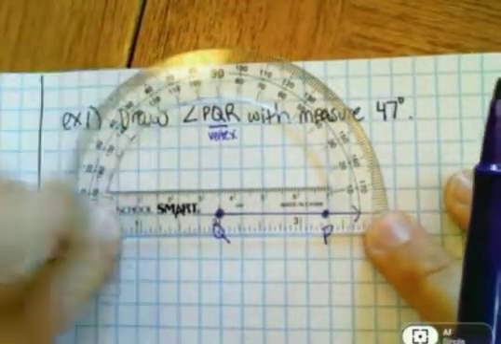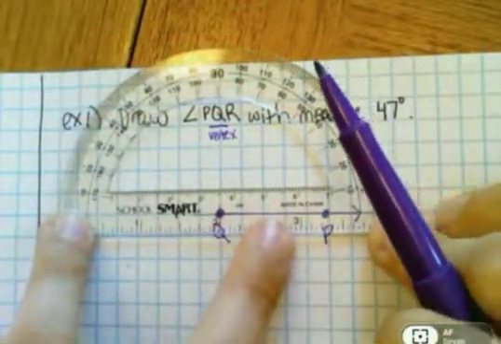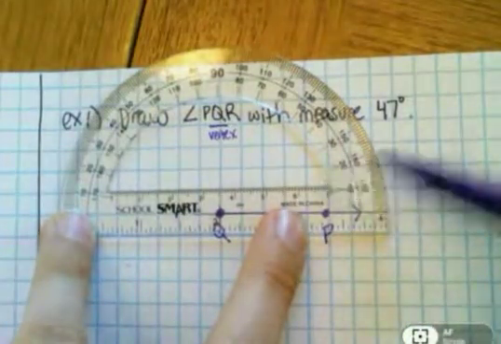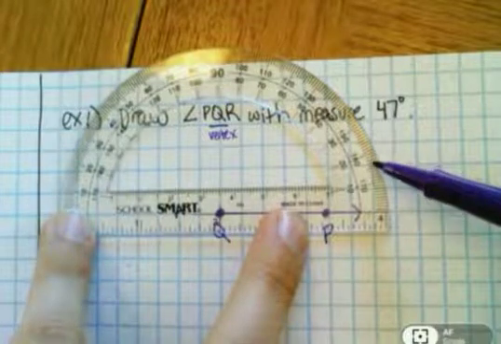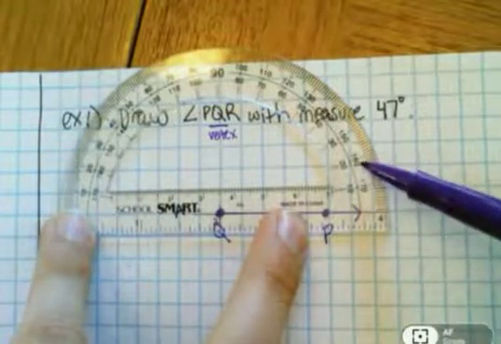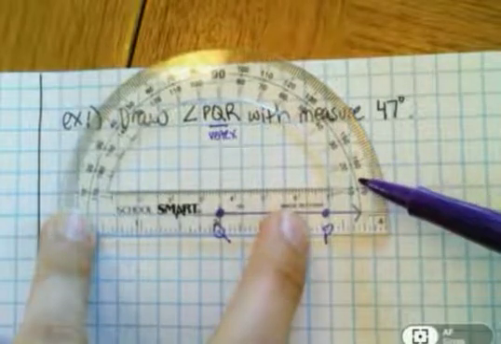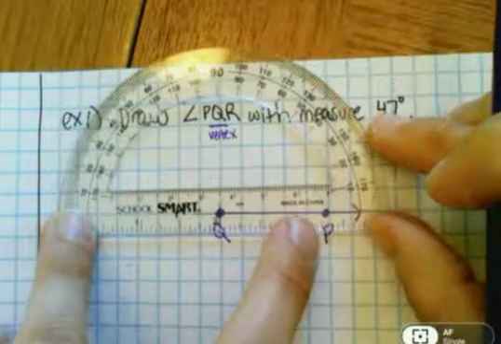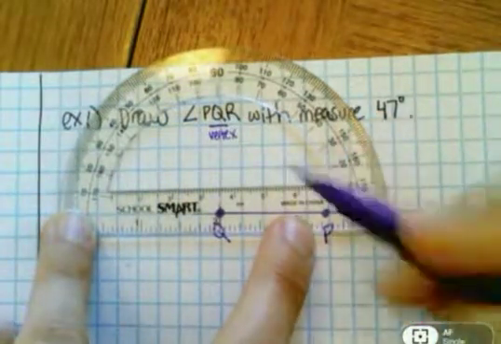So now we're going to count around 47 degrees. The most confusing thing about protractors is that every spot has two different numbers. So like this spot has a 20 and a 160, and it can be difficult to figure out which to use. And so if you follow this rule of always starting at 0 and counting up, you'll never get it wrong. So we're at 0.